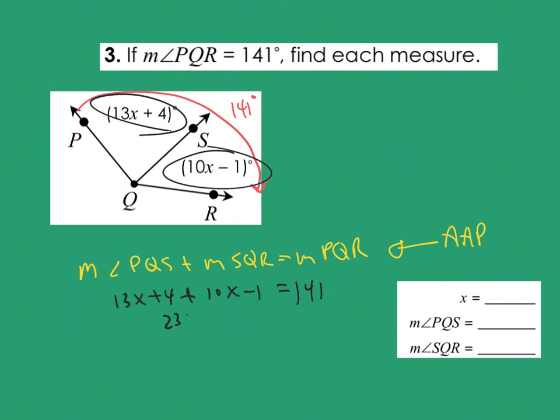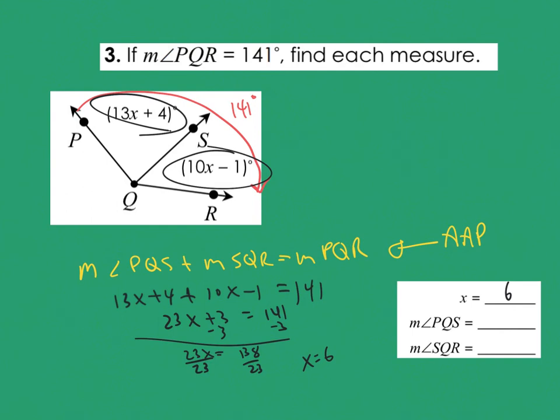So we're going to get 23x plus 3 equals 141. Subtract the 3 from both sides. I'm going to get 23x is equal to 138. Divide by 23 on both sides. And we're going to get an x of 6. So we'll come over here and say x of 6.